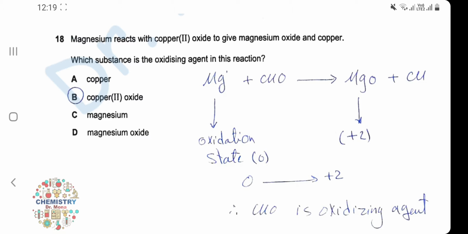In magnesium oxide here, oxygen has oxidation state of -2, so magnesium oxidation state will be +2. Oxidation state of magnesium changed from 0 to +2. Increasing in oxidation state means that magnesium has oxidized, so copper oxide is an oxidizing agent. Answer B is the only one that is correct.